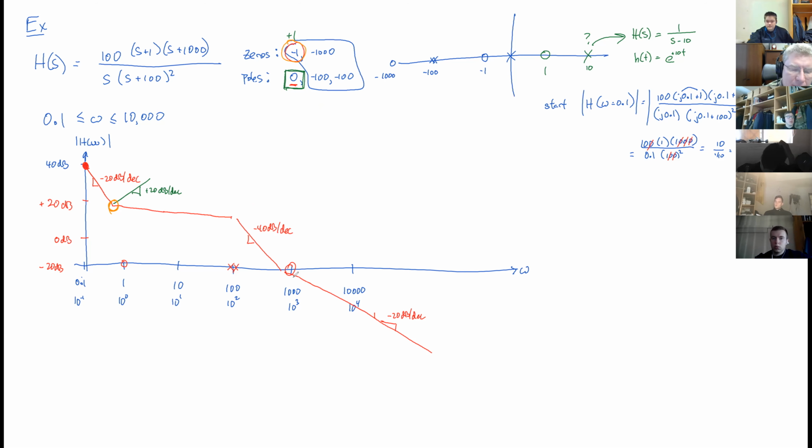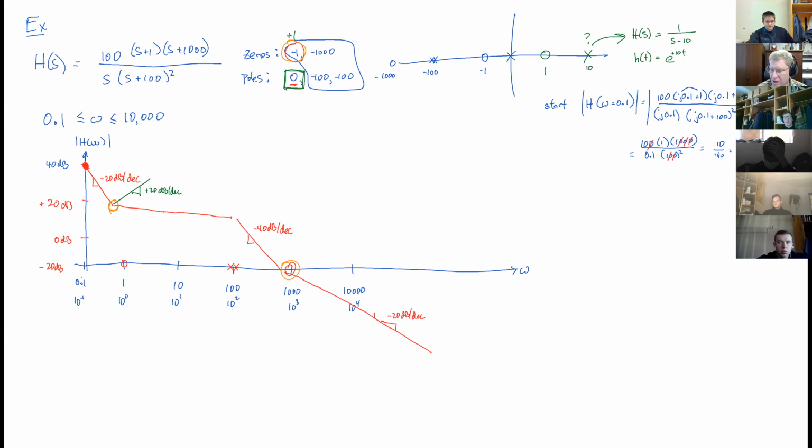Just like what happened out here at 1,000, it reached a single zero, which makes it want to go up by 20 dB per decade, but it was already going down by negative 40 dB per decade. So now it's going to go down just by negative 20 dB per decade. Does that answer your question?